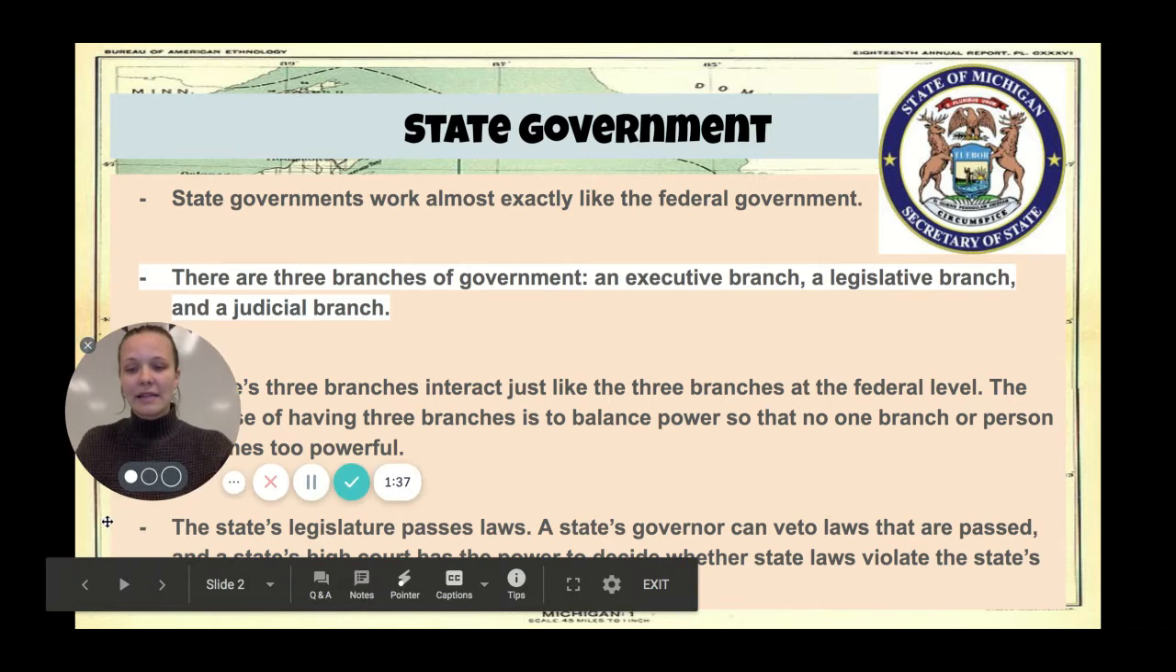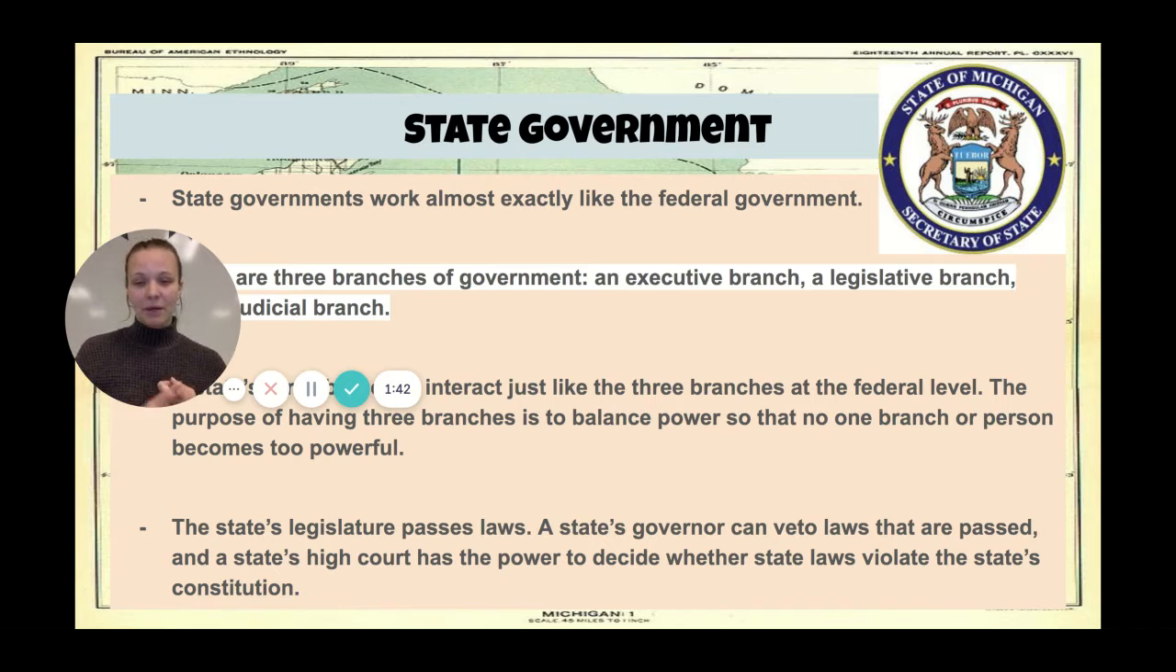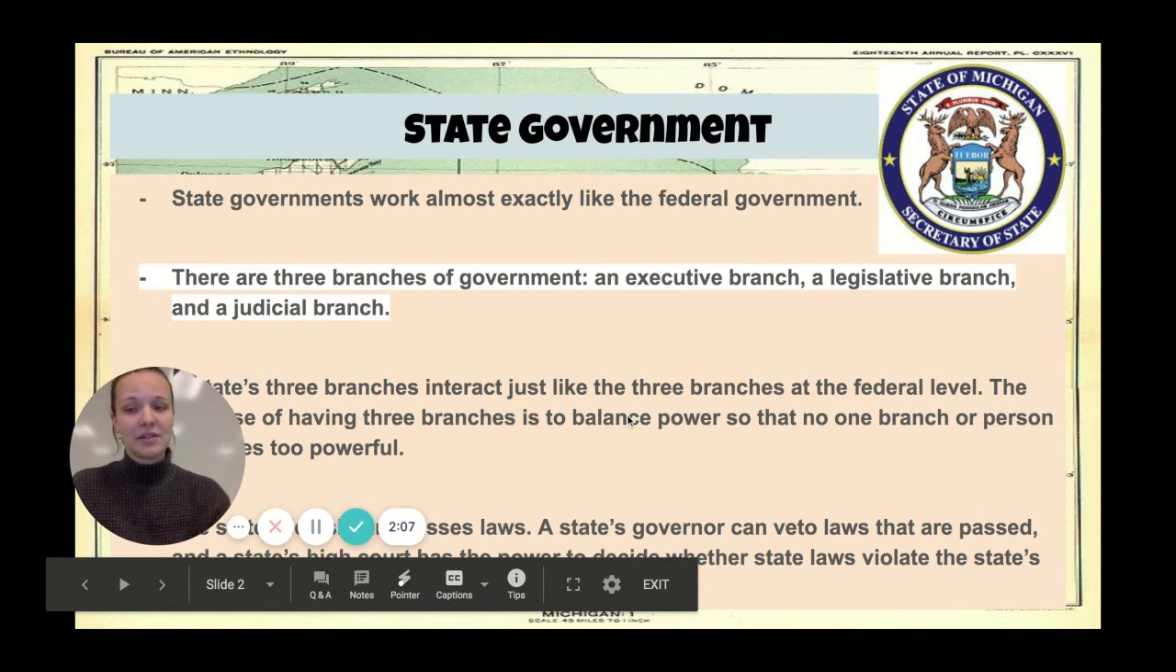And so this is saying in the state government, we have a legislative branch, a judicial branch, and an executive branch. The state's legislature passes laws. That's the legislative branch. A state's governor, which is the head of the executive branch, can veto laws that are passed, and a state's court has the power to decide whether state laws violate the state's constitution. We'll learn more about how each state has their own constitution, just like the federal government does.